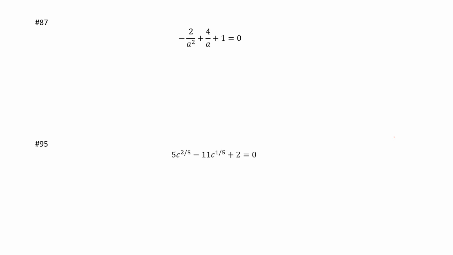All right, number 87. First thing we're going to do is multiply this whole thing through by the common denominator of everything on the left. Multiply both sides by that. Of course, the right side will be 0 no matter what you multiply it by. But if I multiply this whole side by a squared, for the first term, the a squared will cancel and I'll have negative 2. For the second term, a squared times 4 over a is just 4a. And then a squared times 1 is a squared. And that all equals 0.